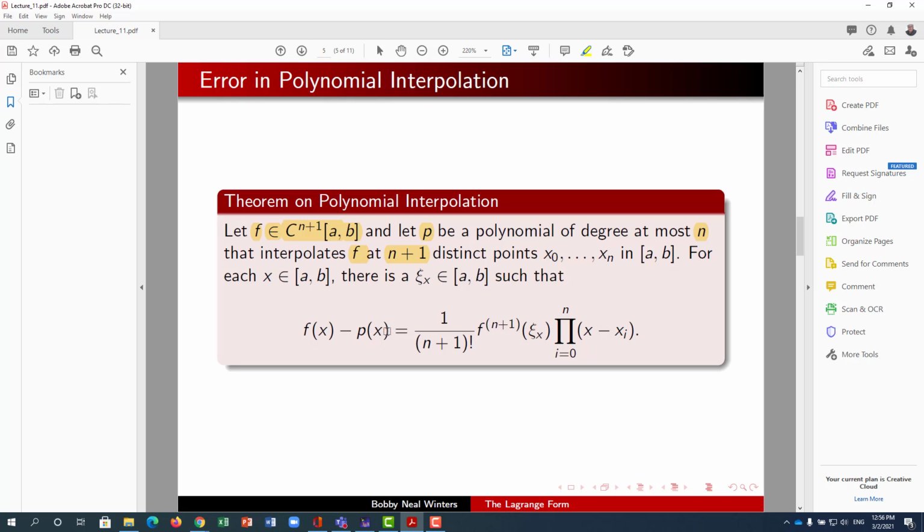f of x minus p of x is equal to 1 over (n+1) factorial times f^(n+1) evaluated at c sub x, times this product, the product for i equals 0 to n of (x minus x sub i). Okay, so this over here is the error. This is how far it is wrong.